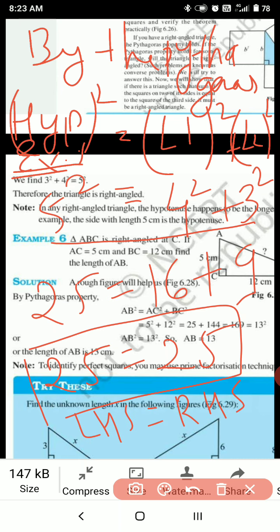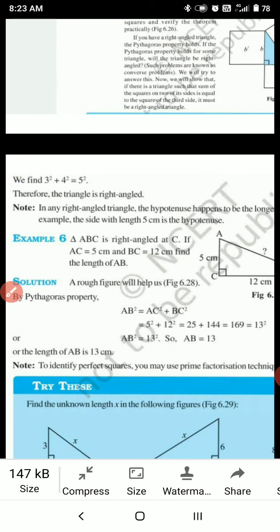So when you are getting LHS and RHS equal to each other, in this case only the given sides can be the sides of a right angle triangle, or can form a right angle triangle. Okay, thank you, beta. Now example 6.